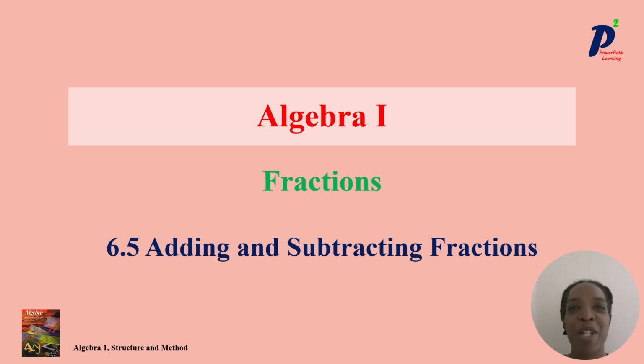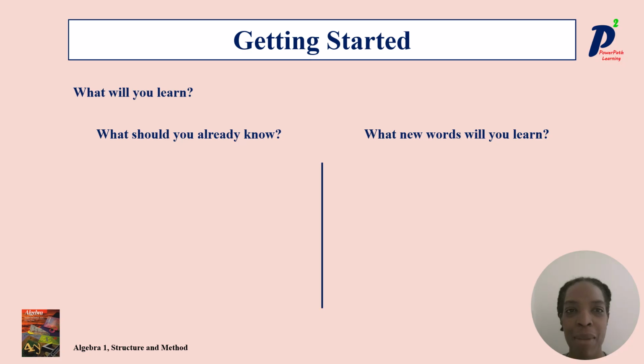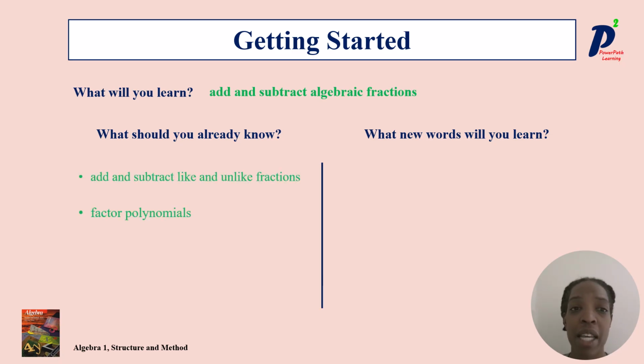Welcome to the Algebra 1 Structure and Method textbook series. This is Chapter 6, Section 5, Adding and Subtracting Fractions. So today we are going to add and subtract algebraic fractions. And you should already know how to find the least common denominator, and you should also know how to add and subtract like and unlike fractions with integers.